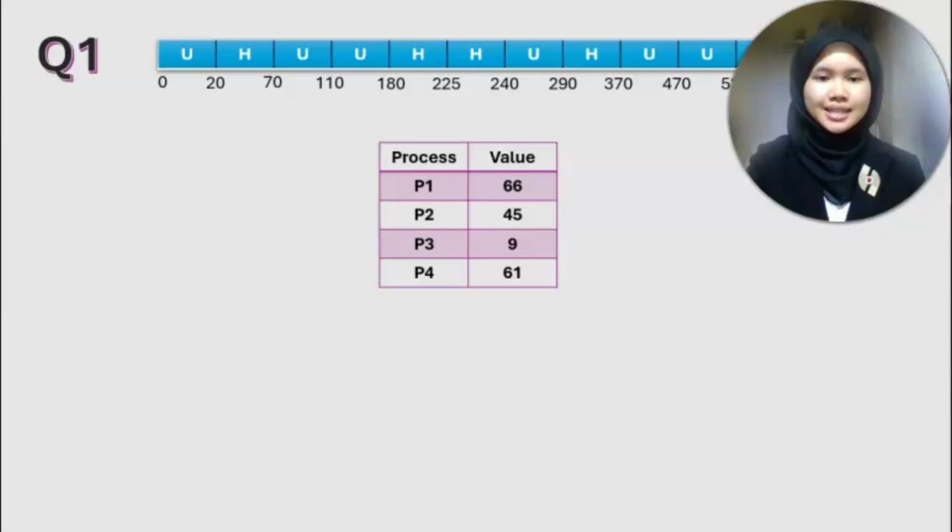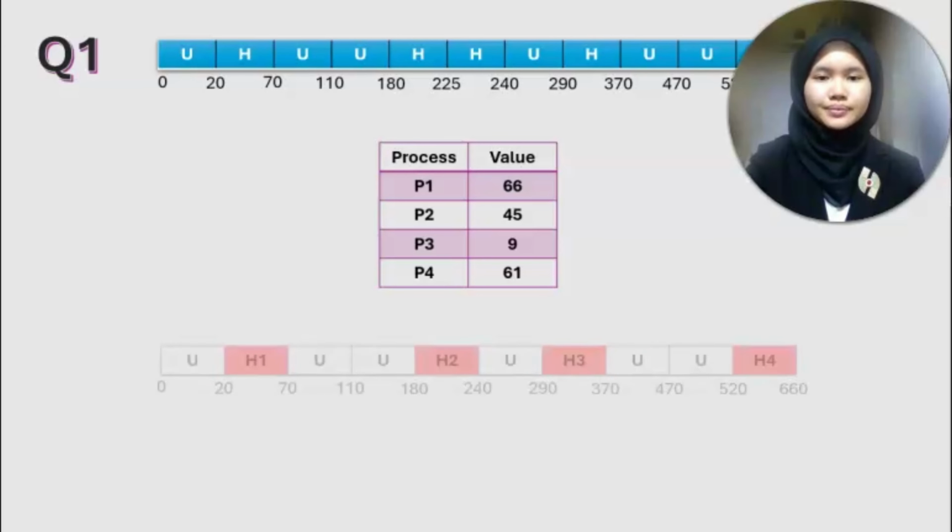This slide presents an initial layout of memory with both used U and hole H. Each block has a defined size, and the process sizes are displayed at the top. We have four processes, P1 equals 66, P2 equals 45, P3 equals 9, and P4 equals 61. The goal is to allocate these processes into available memory holes based on the best fit strategy.